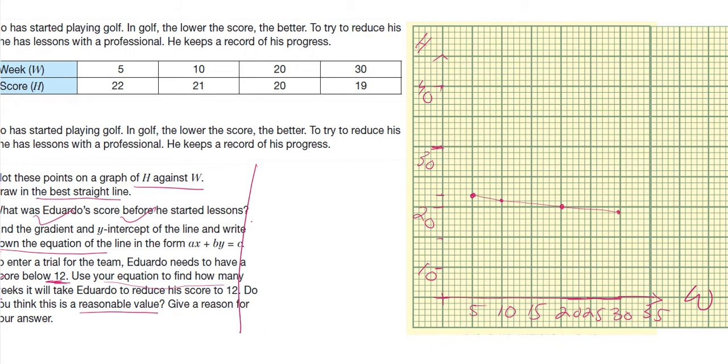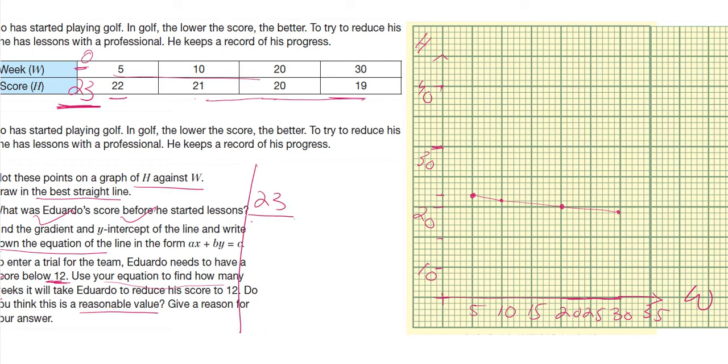All right. So what was his score before he started the lessons? As you know, before he started, they are using the table of 5 over here. So obviously before he started, that would be 0 weeks, and you can see that they're moving accordingly. 19, then 20, then 21, then 22, then obviously that would be 23. So the answer would be 23.